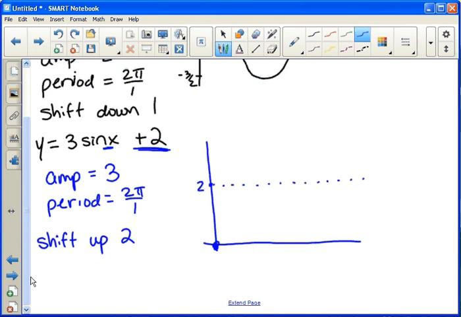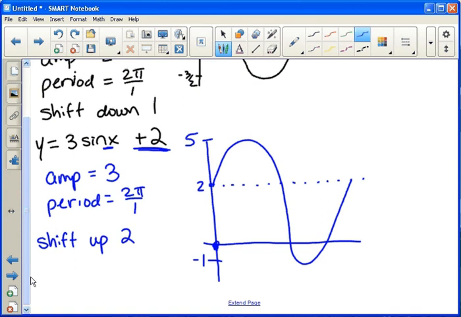Okay, now based on the amplitude, we know we should go up 3 and down 3. So we're going to range now, instead of from -3 to +3, from -1 to +5. And sine has this basic shape. I realize my picture's not really pretty, but yours don't have to be perfect either, as long as you've got the right things labeled and you've got the right basic shape. Because this should peak at 5, and it should go down to -1.